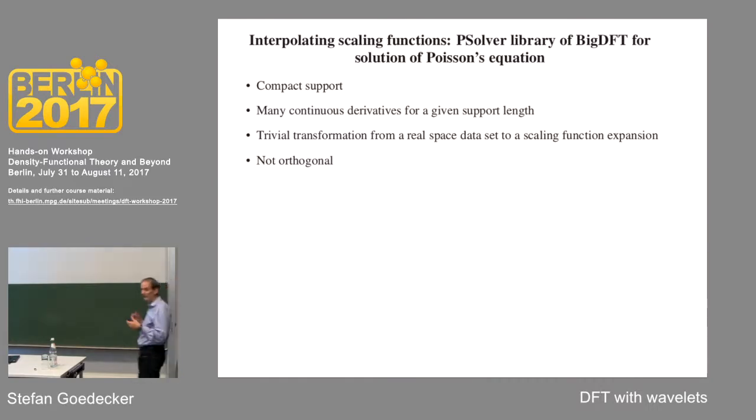We have seen before this Daubechies 4 looks kind of ugly. Even the low order interpolating wavelets look kind of nice already because they have many continuous derivatives. Another important point is that there is a trivial transformation from real space data to a scaling function expansion, because the expansion coefficients are actually just the real space values. Well, they are not orthogonal, but if you just want to solve something like Poisson's equation, a partial differential equation, that's not really necessary.